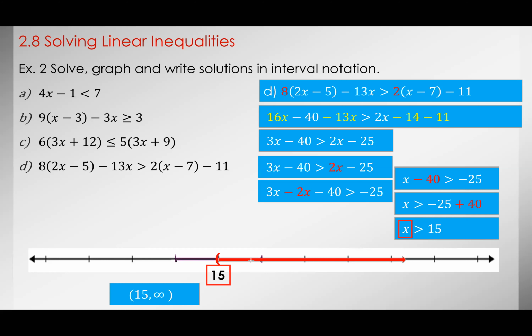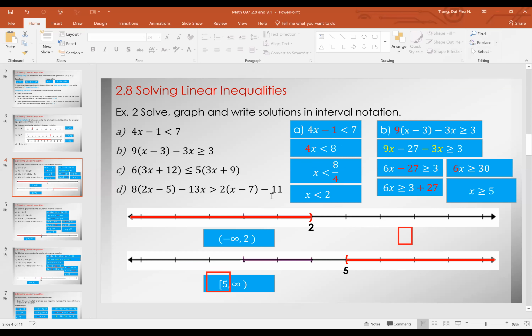If you look at C, this thing points to the left, we shade it to the left. This thing points to the right, we shade it to the right. This thing points to the left, we shade it to the left. If you're in doubt, let's go back to this here. If you look at A, you see that this thing points to the left. That's why I shaded to the left.